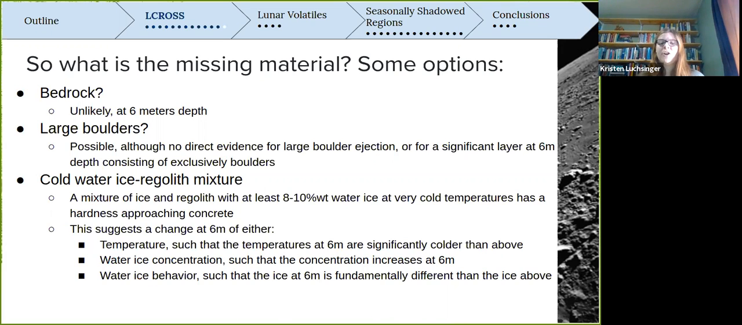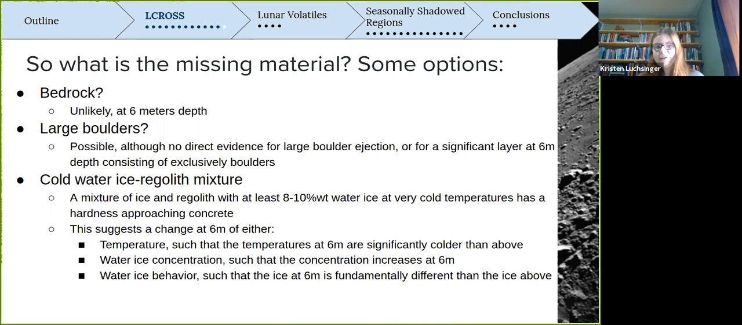Could it be a layer of large boulders? This is possible, but there's no direct evidence for large boulder ejection during this event or for a significant layer of exclusively boulders at 6 meters. So I'm not really sure if this is a great solution.